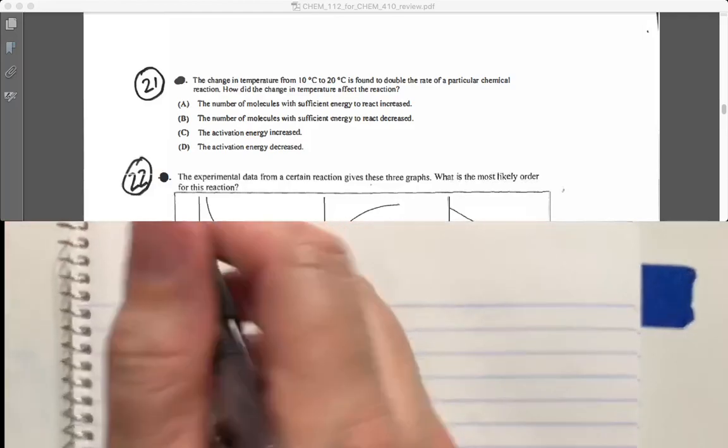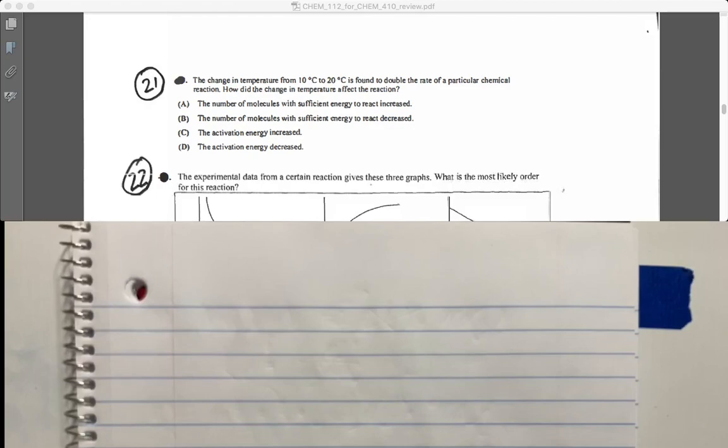Okay, here for 21, the change in temperature from 10 degrees C to 20 degrees C is found to double the rate of a particular reaction. How did the change in temperature affect the reaction? Well, the number of molecules with sufficient energy to react increased. All of the molecules in the flask started kicking around much, much faster, and therefore they had more energy to get over that activation barrier.